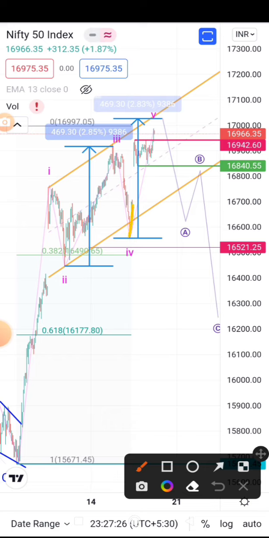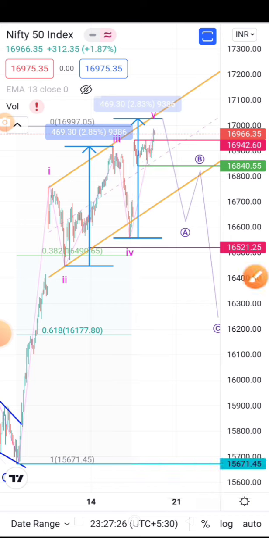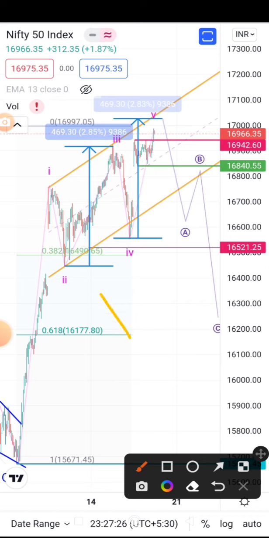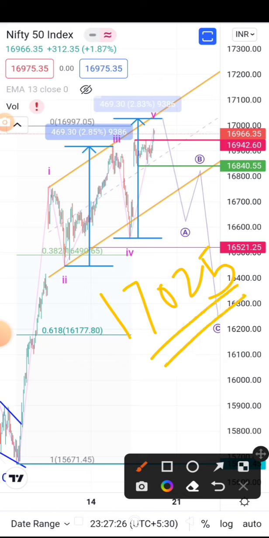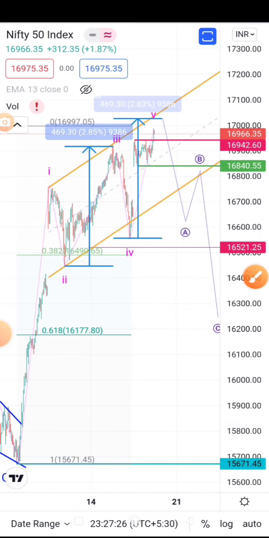Fifth wave is in progress right now, 1 2 3 4 completed like this. So the fifth wave should not go beyond 17,025. That's what I'm expecting in this pattern of leading diagonal, and there could be a fall on the downside, minimum towards 16,500, then 16,200 levels.